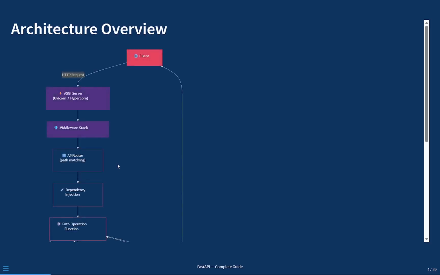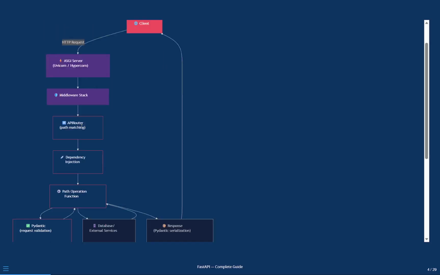Next, let's understand the full architecture before we write any code. Start from the top of the diagram. A client sends an HTTP request. It arrives at Uvicorn, the ASGI server that runs your FastAPI application. Uvicorn is the async web server. FastAPI itself is not a server, it's an application. Uvicorn handles the raw TCP, HTTP parsing, and async event loop management.